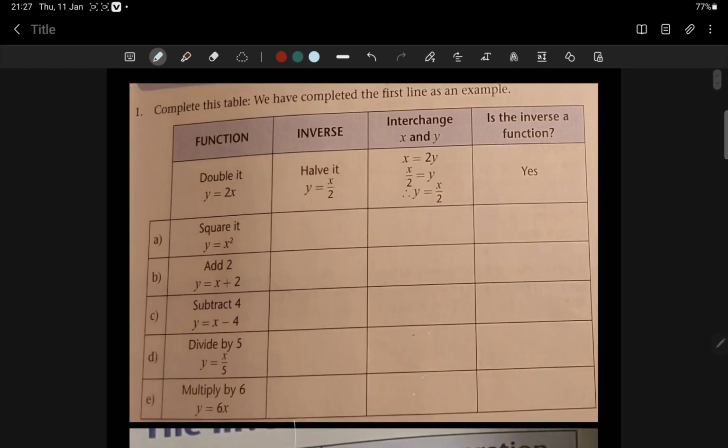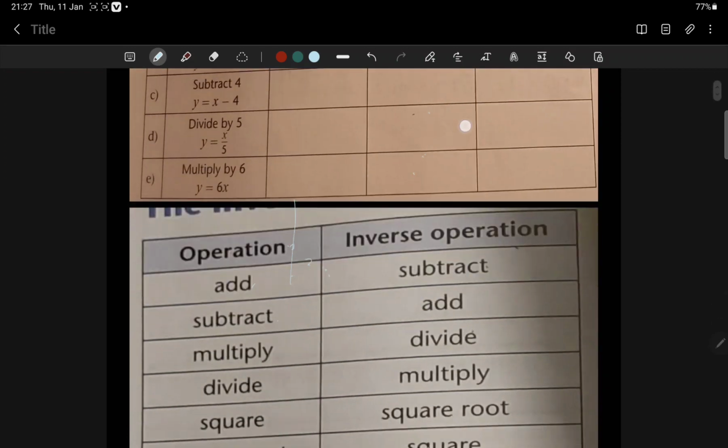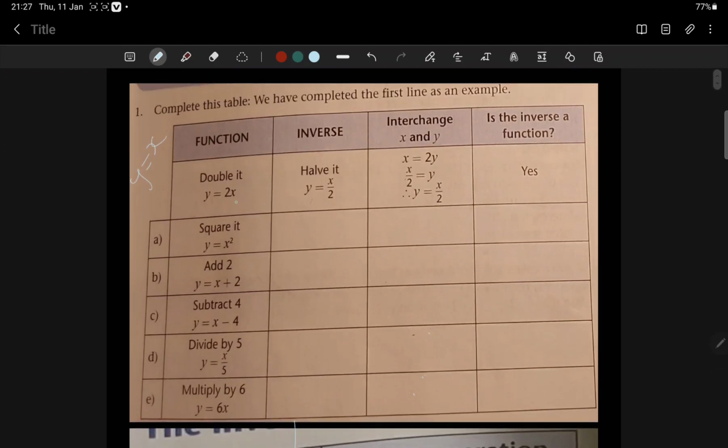Let us see the example. So let's say y is x. Then firstly, from the example, what do you see here? They say double it, meaning you double x. How do you double? When you say you double a number, meaning you multiply it by 2. This is why you have y equals 2x. Then the inverse, you check the operation. In this case, double, multiplying by 2, that is doubling, multiplication.